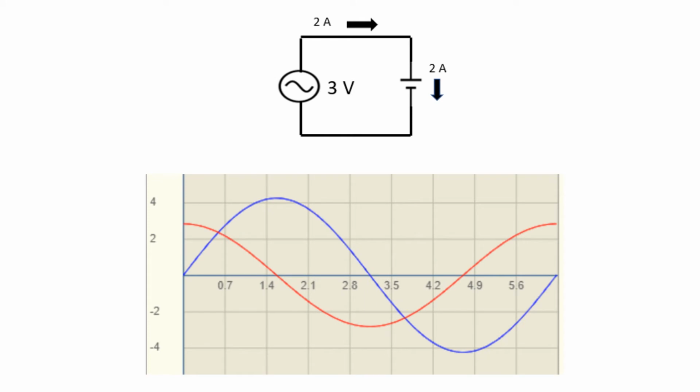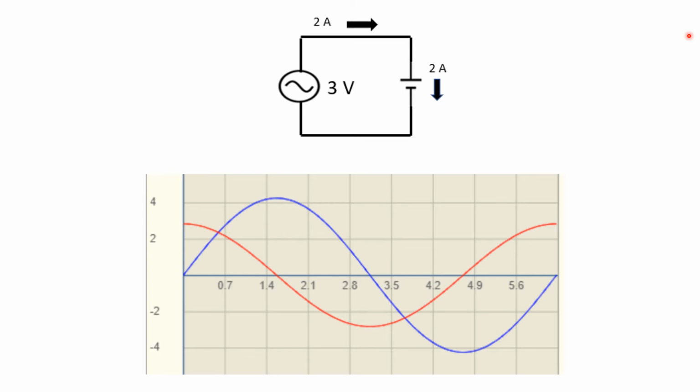In our third circuit now, we'll look at our 3-volt source with a 1.5-ohm capacitor drawing 2 amps. And we'll see in this case, the current actually leads the voltage by a quarter of a cycle. This happens because the capacitor is alternately storing energy in and releasing energy from its electric field.